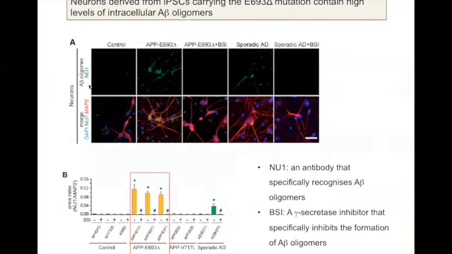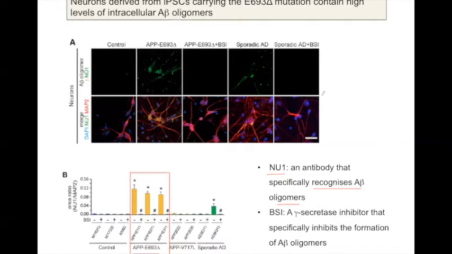When they culture these neurons, what they see is the following. So let's just orient ourselves about what we're looking at. We're seeing at the top, in green, a stain for a protein called NU1. Now, NU1 is an antibody that specifically recognizes A-beta oligomers. Now, if you remember, I said that this particular mutation causes early onset Alzheimer's disease, but an unusual feature is that there is no deposition of A-beta plaques. However, what they find is the following.